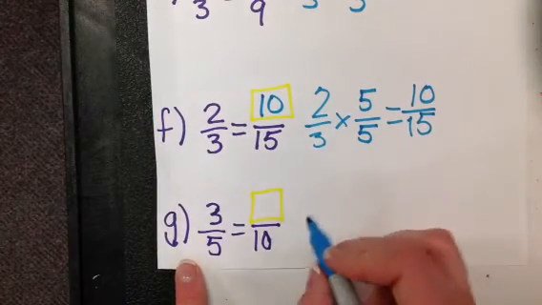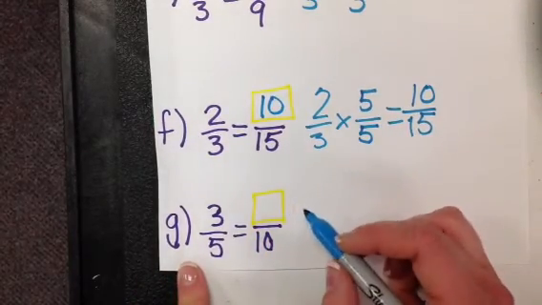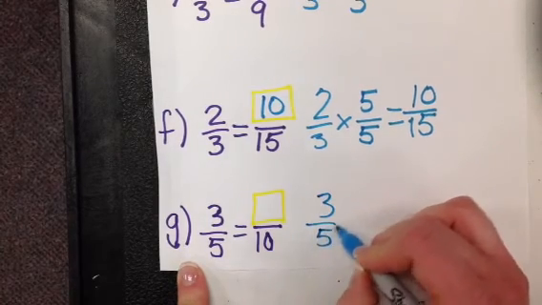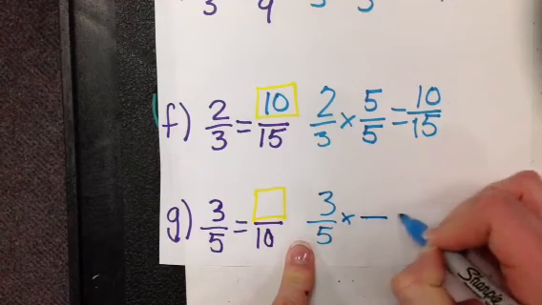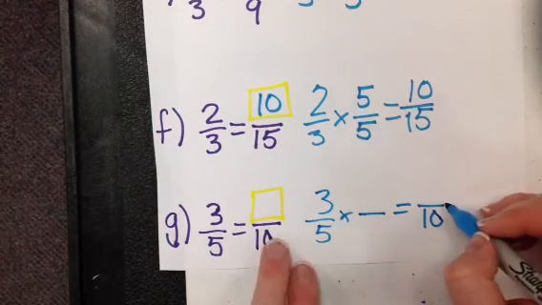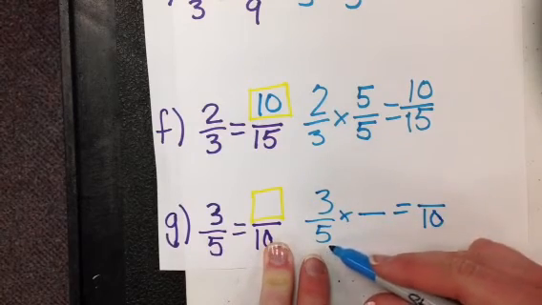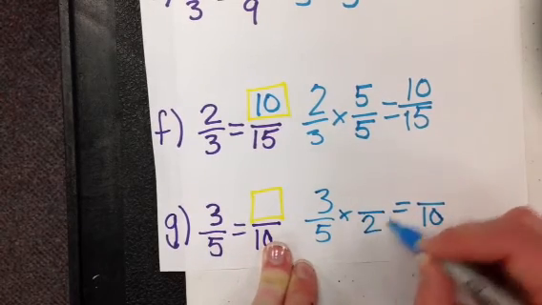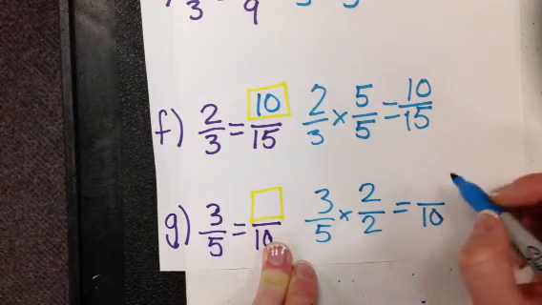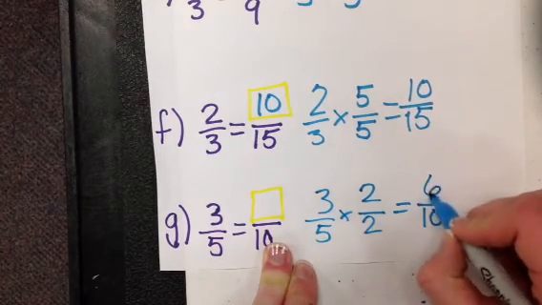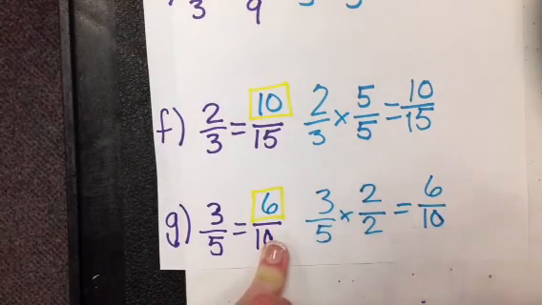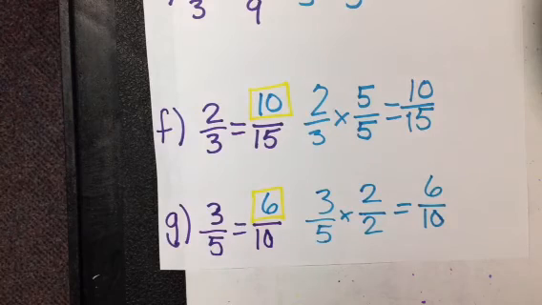And finally, 3/5 is equal to something over 10. So we need to write it out. 3/5 times something over something is equal to something over 10. We know our denominators. 5 times what is 10? That'd be 2. Then the top would be 2. 2 halves equals 1. 3 times 2 is 6. So 3/5 is equal to 6/10.